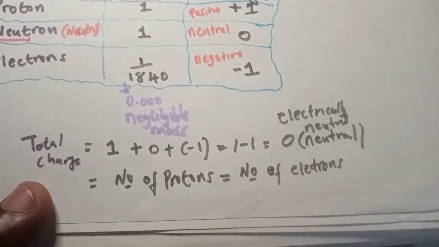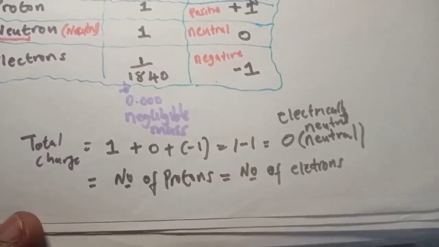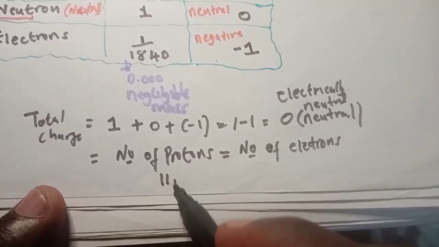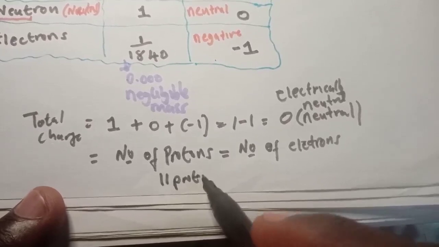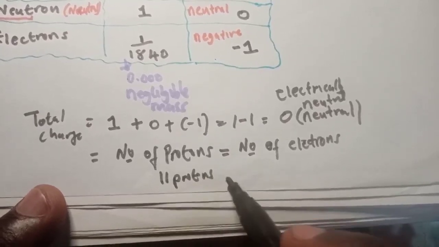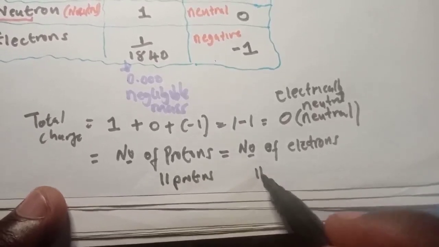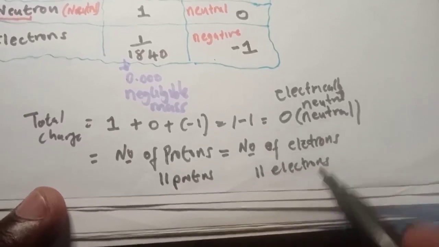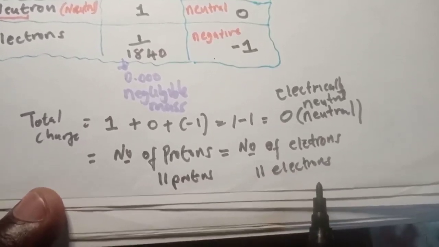Okay, the number of protons is equal to the number of what? Electrons. Okay, so if you have, let's say, 11 protons, this means that you also have 11 electrons. 11 protons is equal to 11 electrons.